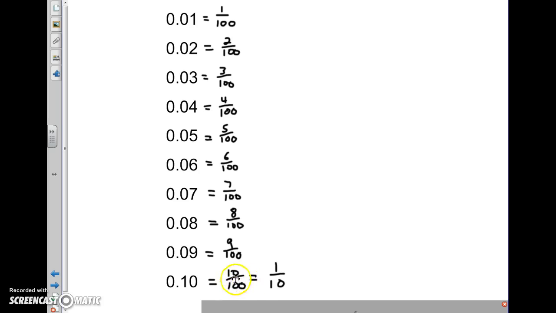10/100 is the same as 1/10, and we would know that from working with equivalent fractions. If I divide 10/100 by 10 on top and by 10 on the bottom, that would equal 1/10, so that is a true statement. Even though you can read this as 10/100, because the last digit is in the hundredths place, there's also a 1 in the tenths place, so it's 1/10.